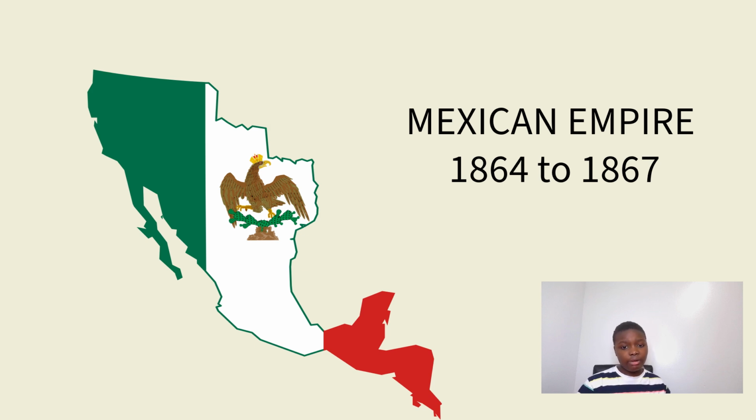Mexico's second period empire, the Mexican Empire, lasted from 1864 to 1867. They didn't last too long. They only lasted for 3 years because of the American invasion on them. America invaded so much of Mexico that the United States landed on Mexico. The United States almost touched Mexico City.